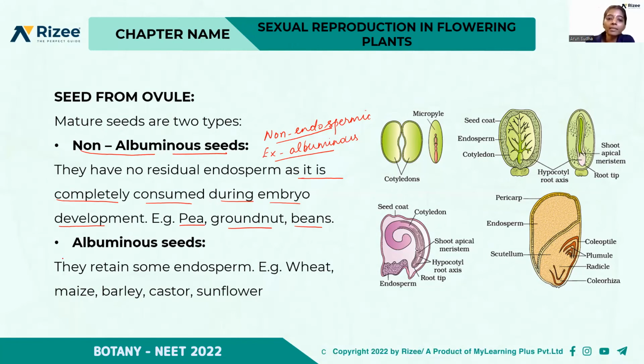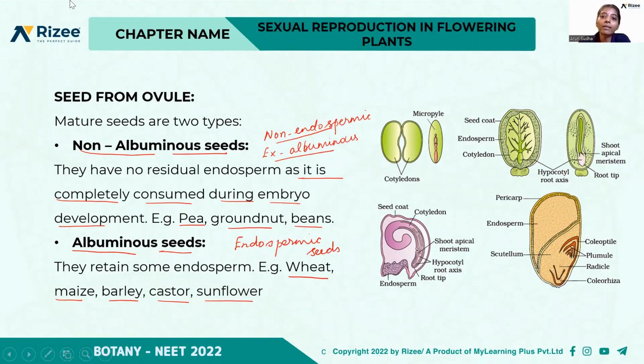The next category is the albuminous seeds. What are albuminous seeds? From the name itself we can know that there exists some endosperm inside. They retain some endosperm, and are also called endospermic seeds. Examples for these albuminous or endospermic seeds are wheat, maize, barley, castor, and sunflower.